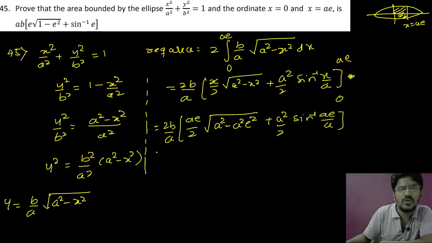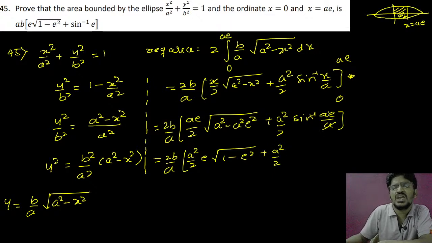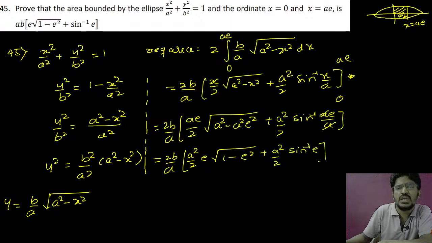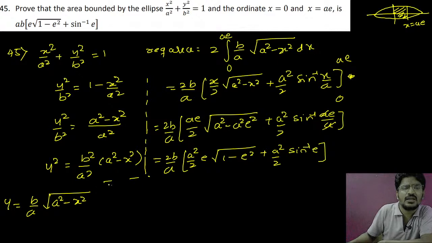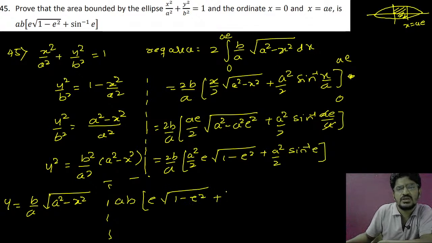Okay. So now here you just see 2b by a. Here you can take a square term common. If it comes out of root, it will be a. A into a is a square by 2 into e root of (1 minus e square) plus a square by 2. A will get cancelled. This will be sine inverse of e. So now a square by 2 is common. You take it outside. 2 will get cancelled. A will get cancelled. AB into, this will be e into root of (1 minus e square) plus sine inverse of e. This is your answer.